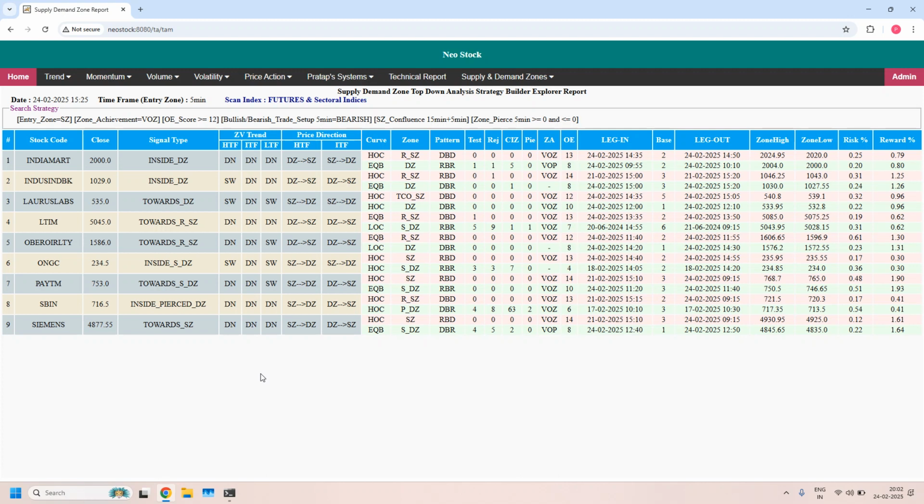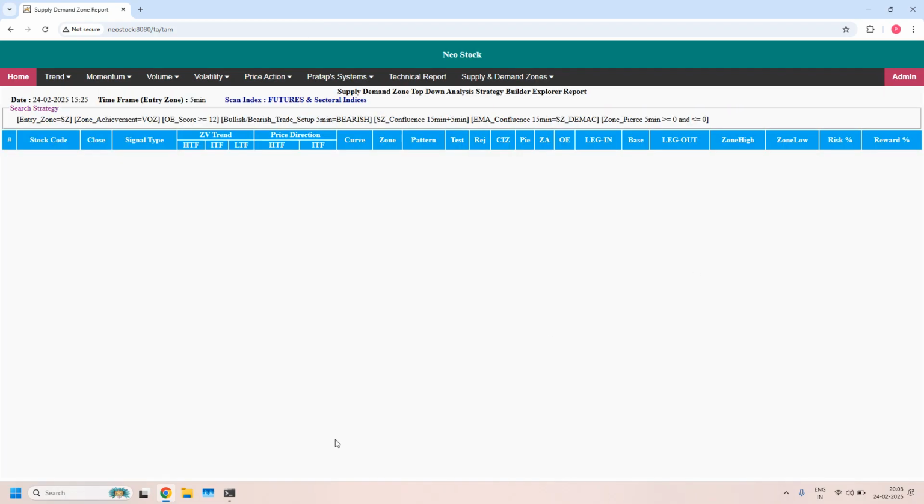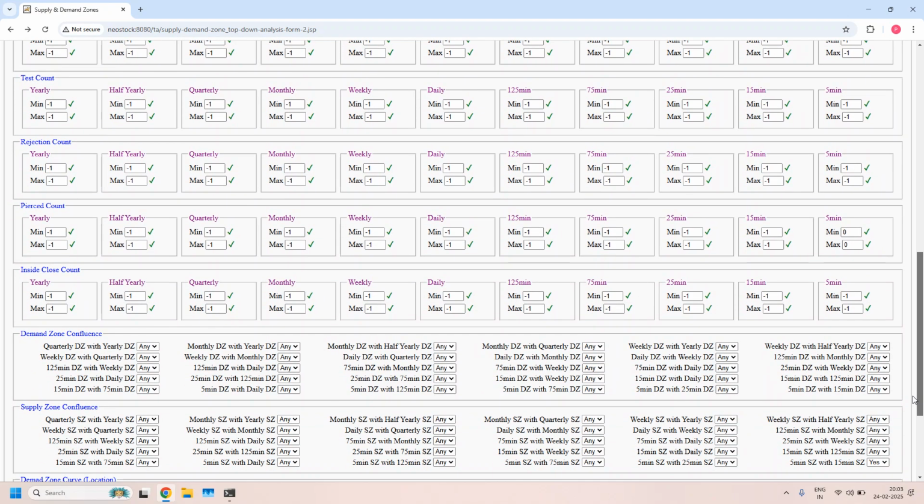Let's verify if any of these 15 minute supply zones are having daily EMA confluence. So in the EMA confluence, 15 minutes time frame, we are checking 15 minute supply zone having daily EMA confluence. So none of those 15 minute supply zones are having daily EMA confluence. Okay, fine. Next, let us look into LTF, ITF, HTF supply zone confluence. Removing this ITF EMA filter. In the supply zone confluence, 3 filters we have to set. First filter is already enabled. Second filter, 5 minute supply zone with 75 minute supply zone confluence. Third, 15 minute supply zone with 75 minute supply zone confluence.